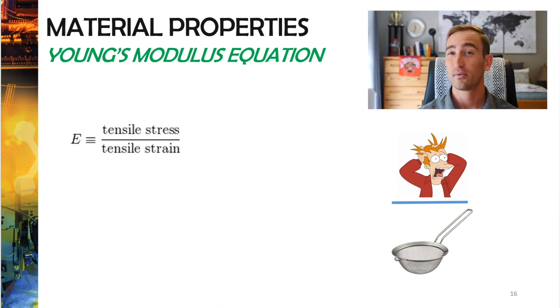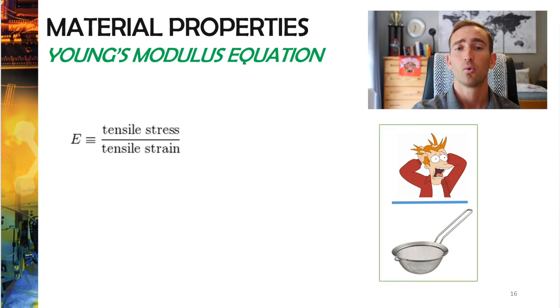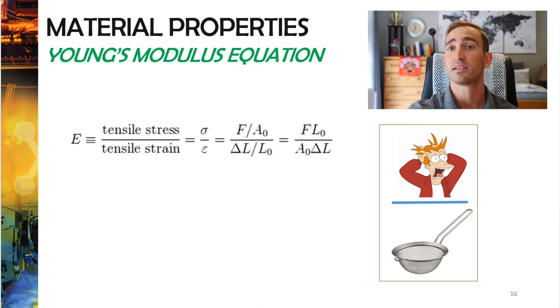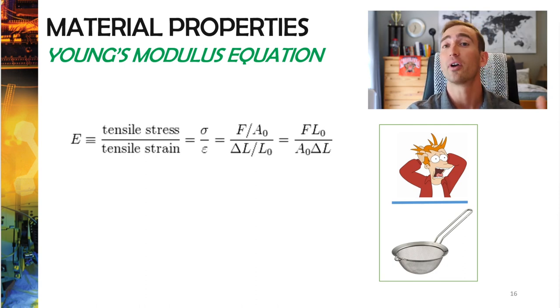Now, we've learned about stress, but we haven't yet talked about strain. So let me show you what that equation is a little bit more on this slide, and then we'll explain it even further moving forward. Effectively, we've got the equation for Young's modulus as stress over strain. We know that stress is represented by sigma, and strain will be represented by epsilon. Now, stress, we know, is pressure. It's force over area. Strain is change in length over initial length.